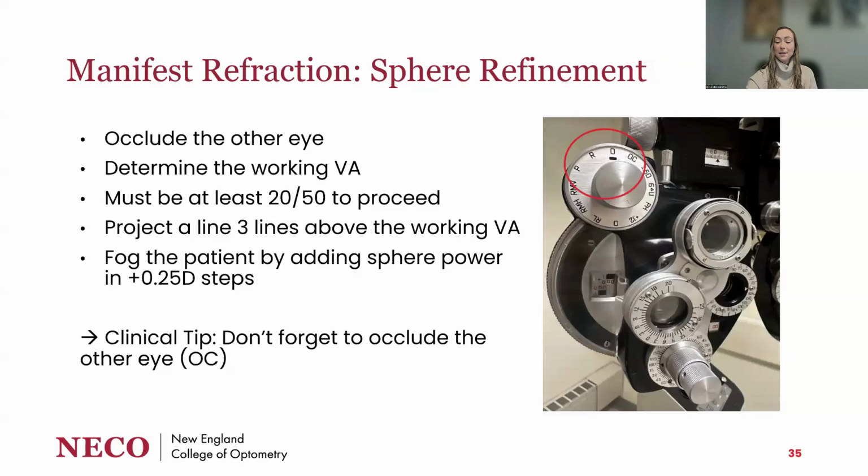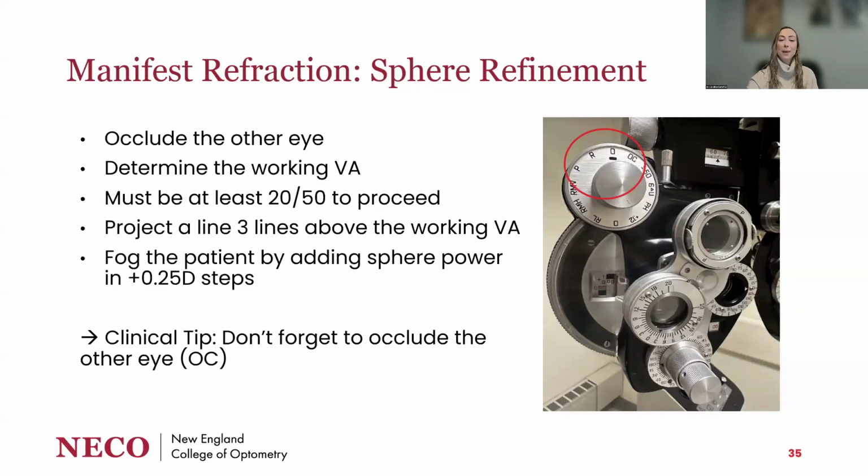The first step is sphere refinement, where we occlude the patient's other eye. We determine the working visual acuity based on what we've entered into the phoropter, and keep in mind the patient should be at least 20/50 to proceed. We will project a line 3 lines above their working VA, which is the lowest line of letters that the patient can see through either the retinoscopy findings or their habitual Rx in the phoropter.